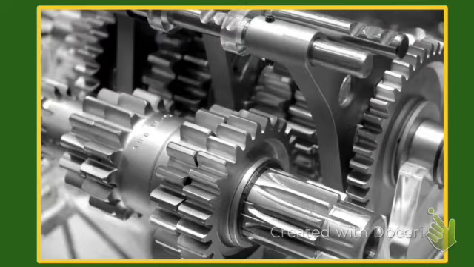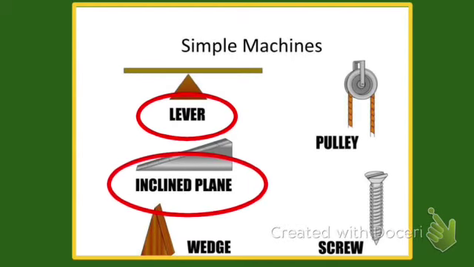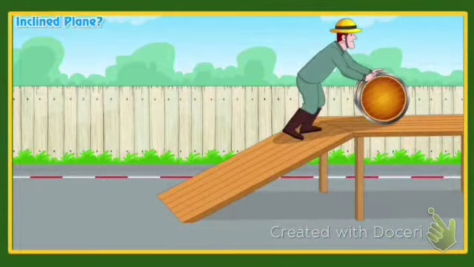Machines can be simple or complex. Complex machines usually contain combinations of simple machines. Examples of simple machines are lever, inclined plane, wedge, pulley and screw. An inclined plane is a flat supporting surface tilted at an angle with one end higher than the other. It is used as an aid for raising or lowering a load.